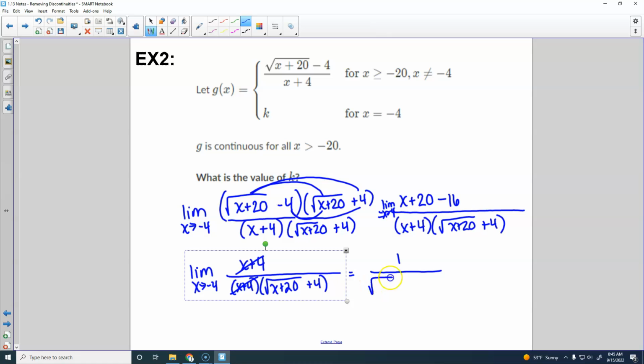So we'll have square root of negative 4 plus 20 plus 4, which will be 1 over square root of 16 plus 4. Square root of 16 is 4, so 1 over 4 plus 4 will give us 8. So 1/8. So k has to equal 1/8.